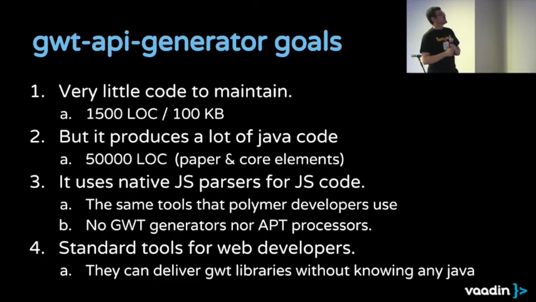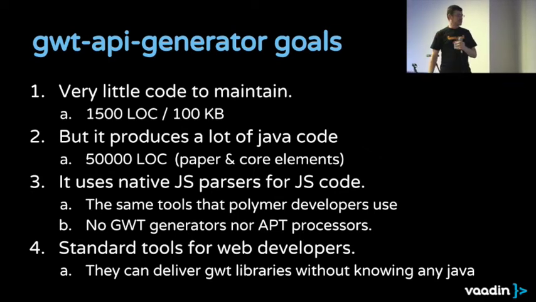So the goals of the GWT API generator are that it's very light code, only 1,500 lines of code, 100 kilobytes is the project, but it produces about 50,000 lines of code wrapping all the paper and core elements. It uses JS parsers, so we are not maintaining any parser for those. We are using the same tools that Polymer does. And finally, we are using a standard tool for web developers. So in theory, front-end developers are able to install any component from the web using Bower, and they can run the GWT generator and give the library directly to GWT developers, and you do not have to worry about that. So in theory, that's nice.